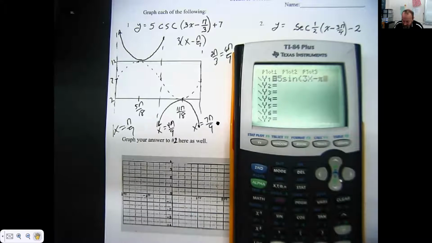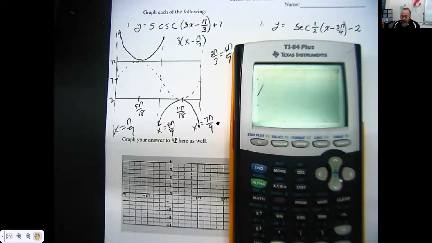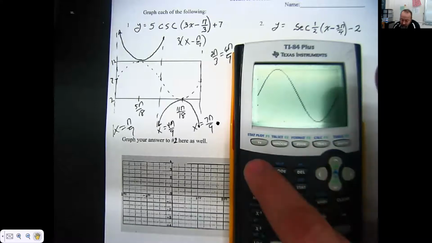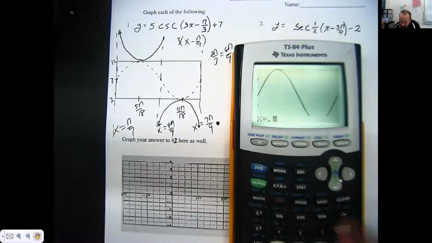Now, if I did this correctly, what I just did is I turned my calculator into that box that I've referred to, making sure I typed everything right. And if I hit graph, I should see one perfect sine wave that perfectly fits right within there. And of course, what's kind of cool is if I calculate the value at, let's say, the number 2, it should say that it was at 7.